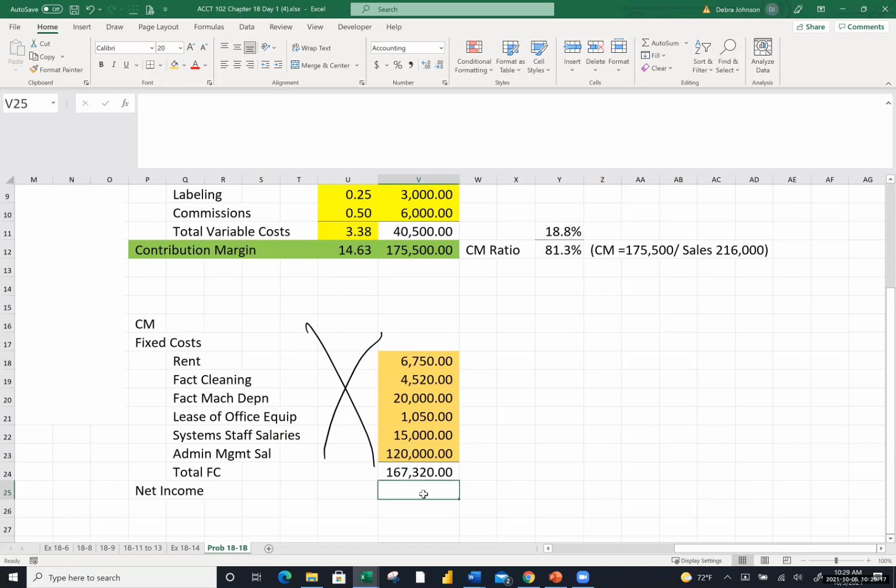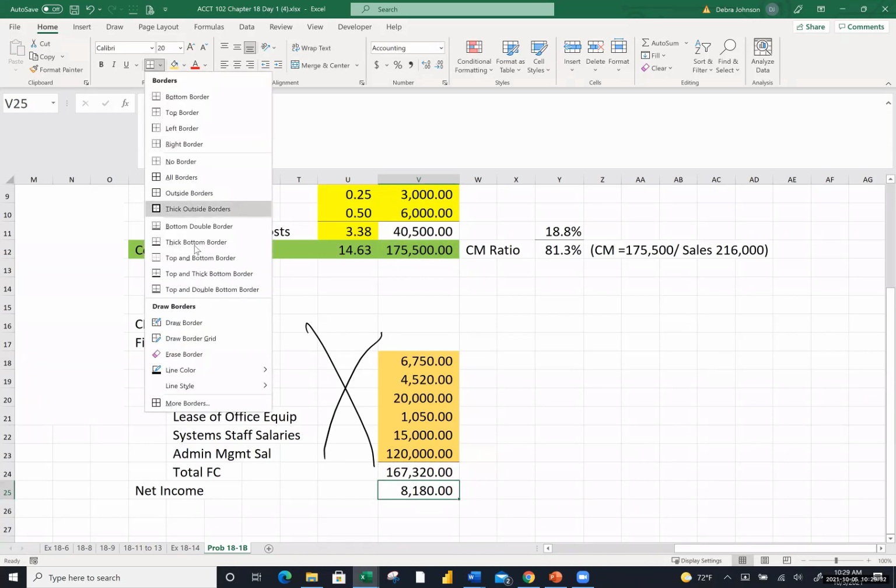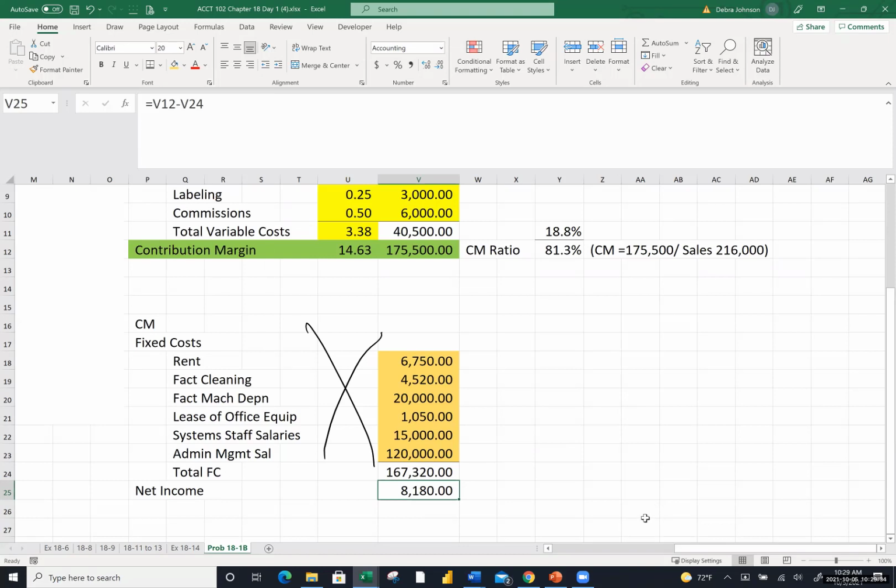So this company has been profitable. They have covered all of their fixed costs because their net income is the contribution margin less those fixed costs. Okay, well, that tells me a whole lot. Because the company's profitable, 81.3% of any additional sales are going to go right to the bottom line.